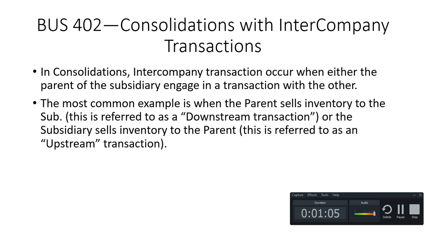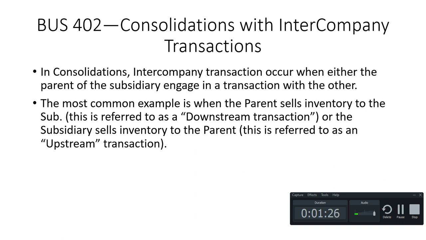Inventory is your really plain vanilla, common intercompany transaction, because you have supply chains and you have the parent or the sub selling inventory to the other. The most common example is when the parent sells inventory to the sub. Now this is called a downstream transaction.